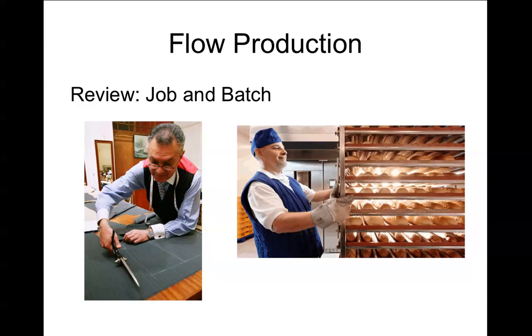Right, so moving on. Flow production. First, we're going to want to review job and batch production. Job production, as you know, is making one-off items one at a time, kind of like this tailor here cutting a suit that's bespoke. And batch production is where you make all of one item at one time, store it, and then sell the different items as you go. And you should be able to review the advantages and disadvantages of that from Unit 1.